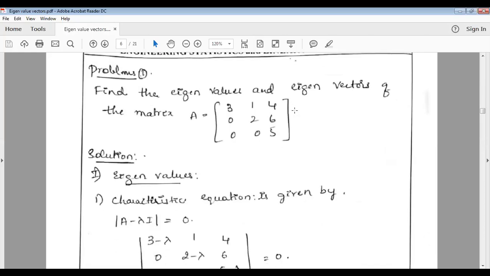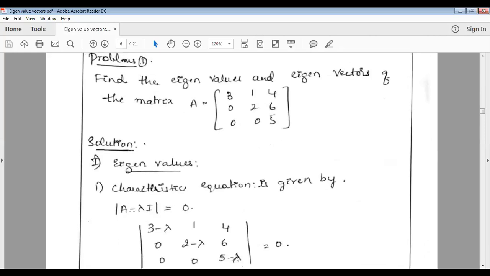So this is a problem, and this is the kind of problem you can expect in the exam. A matrix A is given to us, and you need to find the eigenvalue and the eigenvector of the matrix. Right? So the first step obviously will be to find the eigenvalue. So what do you do for that? You have matrix A. You first find A minus lambda I.